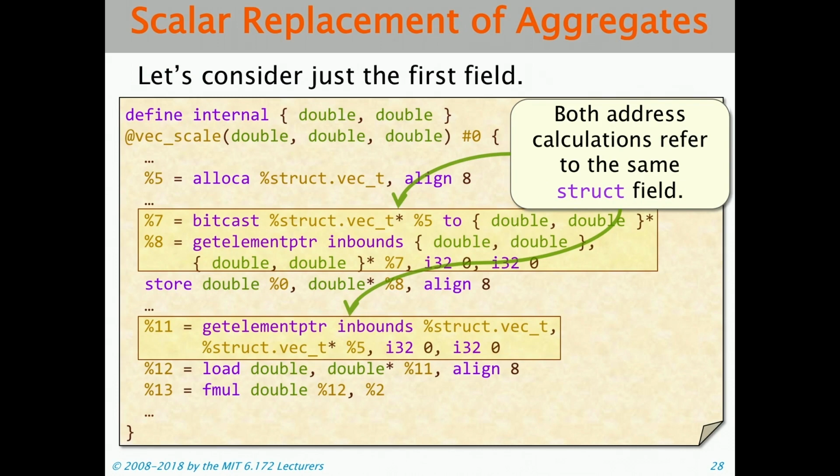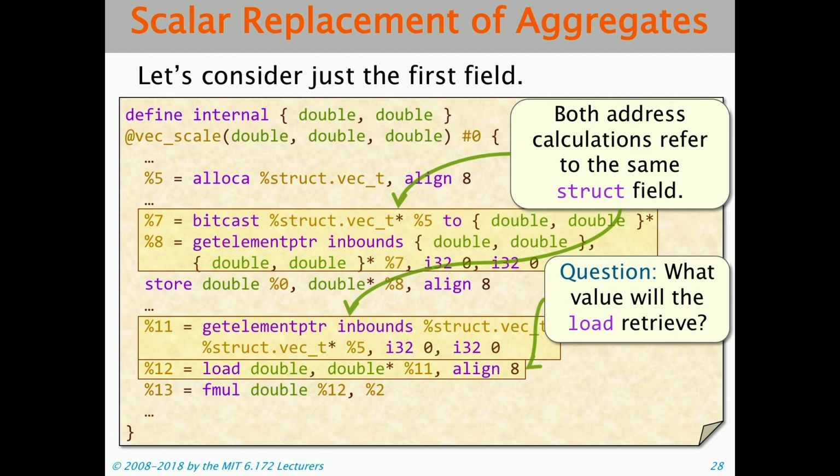All right. So let's look at the first field, and let's look at the operations that deal with the first field. We have in our code, in our LLVM IR, some address calculations that refer to the same field of the structure. In this case, I believe it's the first field. Yes? And ultimately, we end up loading from this location in local memory. So what value is this load going to retrieve?